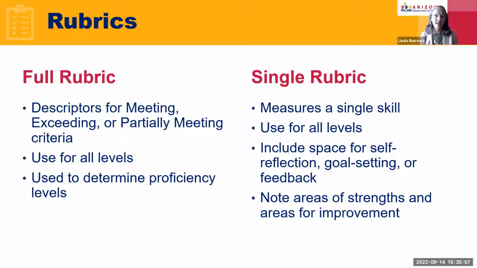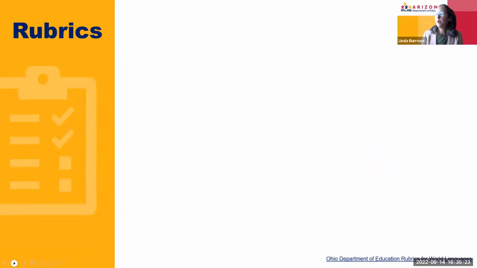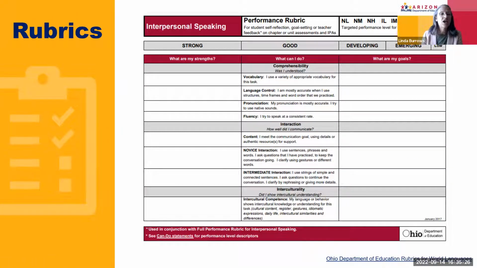Again, this is all about asset-based grading. It's not about those deficiencies of, oh, what you did not do. It's, hey, this is what you did, and this is just what you need to add on to get to that next level. So again, like all good teachers, the Ohio Department of Education has some fantastic rubrics that you can already use. And so here's one example for an interpersonal performance rubric. You can use it for novice low, novice mid, novice high. They do theirs as strong, good, and developing, or emerging, or low. So you could make those distinctions there.